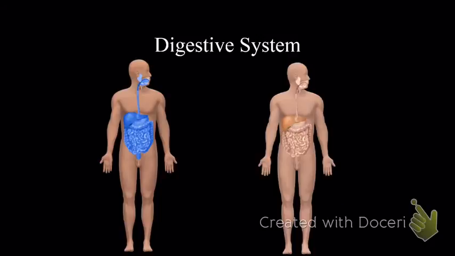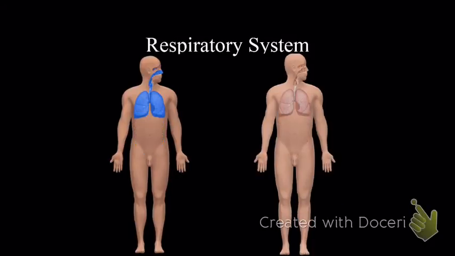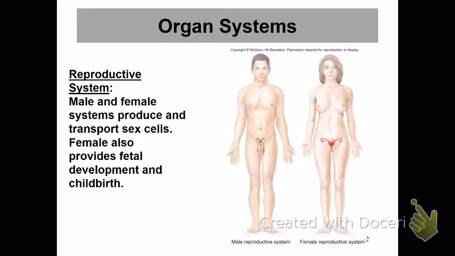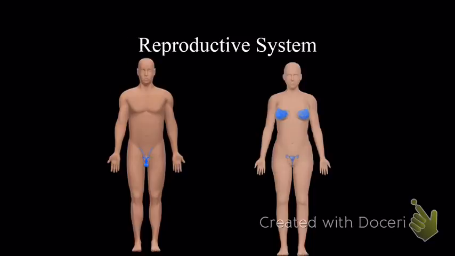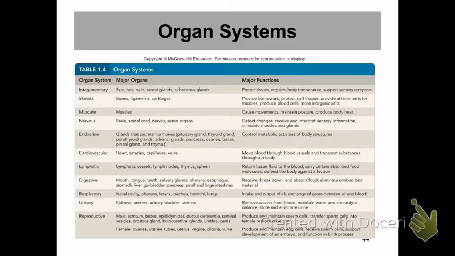And then, of course, reproduction is baby making, right? You know all about that, I'm sure. So male and females, how they produce and transport the sex cells, eggs, sperm, and then, of course, the development of a baby. Okay. And there is all that information in a beautiful table.